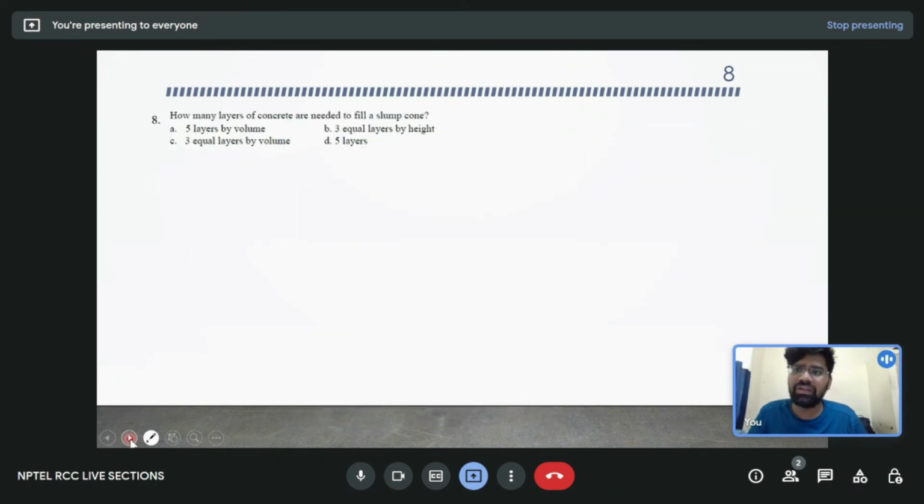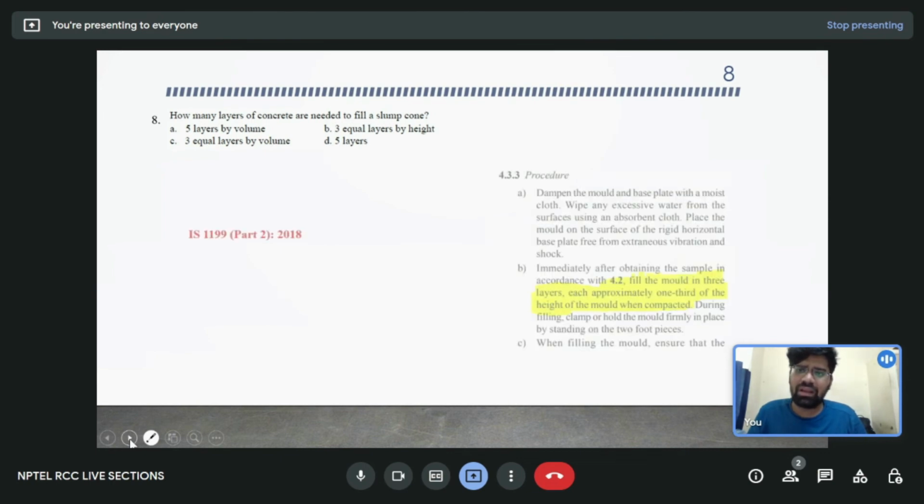Now, moving on to question 8, how many layers of concrete are needed to fill a slump cone? To carry out a slump cone test for finding the workability of concrete, we need to follow some IS codes. IS 1199:2018 gives the procedure for carrying out the slump cone test. What does it say? It says we should fill the concrete in different layers, in three layers by the height of the mold. So the correct answer for this question is B, three equal layers by height.